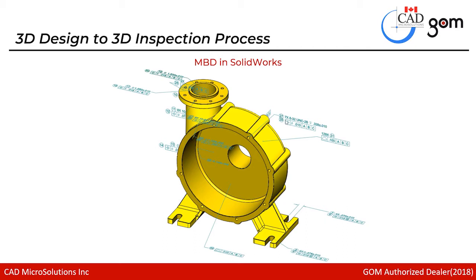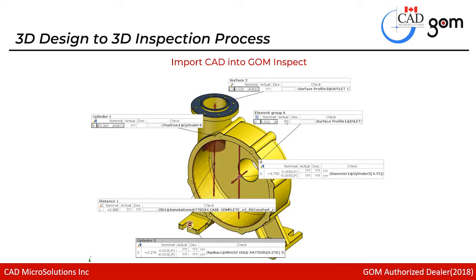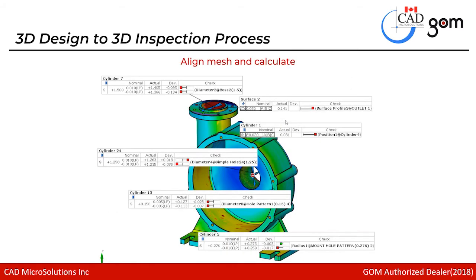So first, we use SOLIDWORKS to draft up the model and also apply our MBD information. We then export out the MBD CAD file in the form of the STEP 242 file, load it into GOM Inspect, and have all our inspection elements created for us. And then the last step of this 3-step process is to simply scan the part, bring in our mesh data, align it to our CAD model, and then calculate all the different inspection elements we've set from SOLIDWORKS MBD.